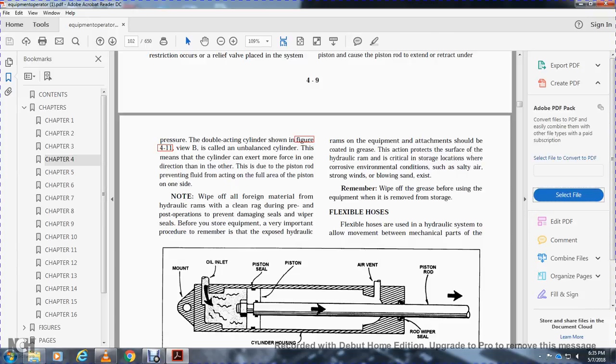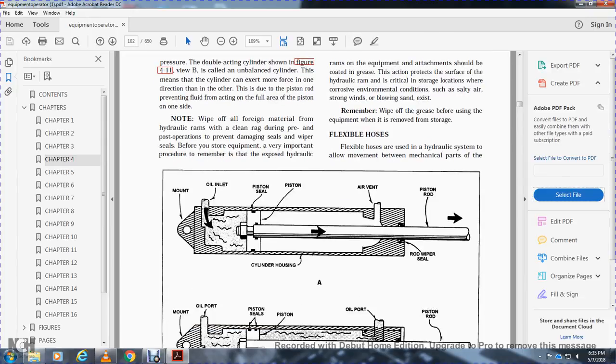This is critical in storage locations with corrosive environmental conditions, such as salt in the air, strong wind and blowing sand. Remember to wipe off the grease before using the equipment after removing it from storage. Flexible hoses in the hydraulic system allow movement between mechanical parts.